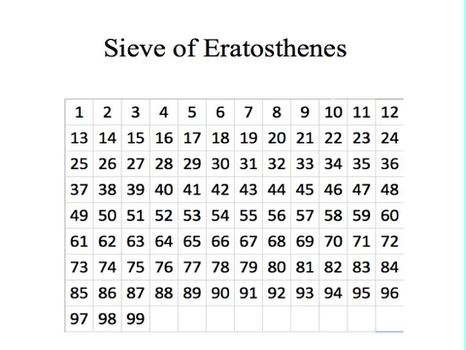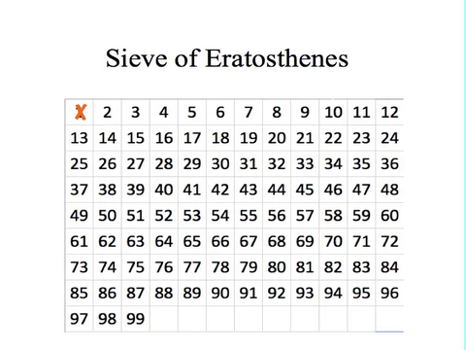We've placed our counting numbers in rows of 12. You will often see the sieve of Eratosthenes with the numbers placed in rows of 10, but I chose 12. And the first thing we're going to do is look at the smallest number, which is 1, and we know that it's not prime and it's not composite, so we cross it out.